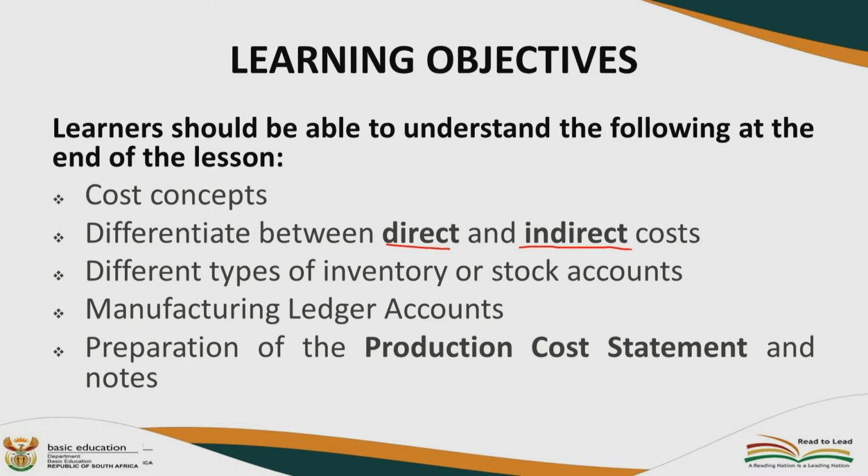Here's one thing that you also need to know by the end of this class. You should be able to differentiate between the types of inventories. All right? We are going to have different types of inventories in cost accounting. You should also be able to see the relationship between ledger accounts and the production cost statement, which we're going to prepare today. And you should definitely be able to prepare a production cost statement. All right? So the production cost statement should be prepared by the end of this particular lesson.